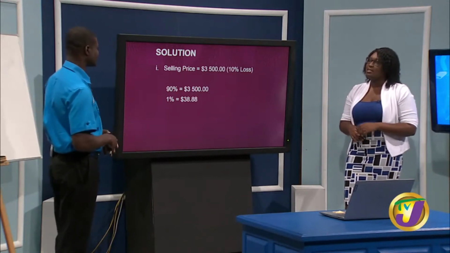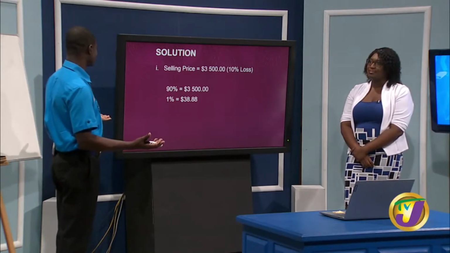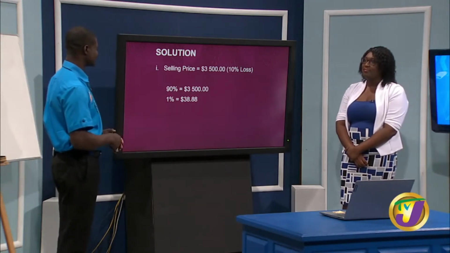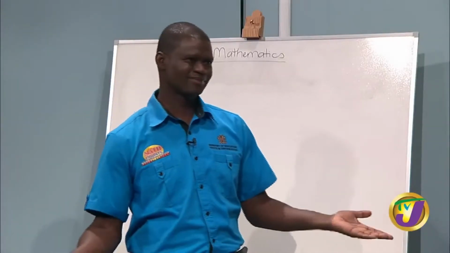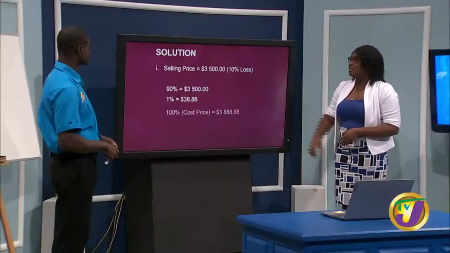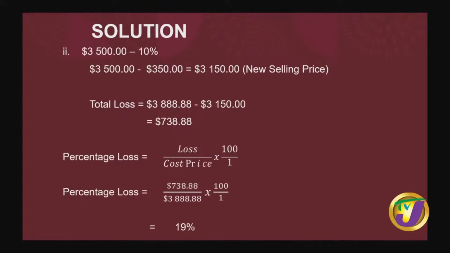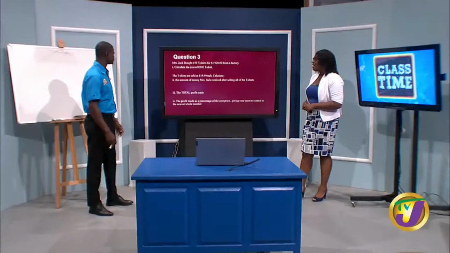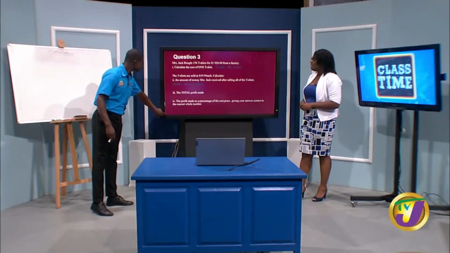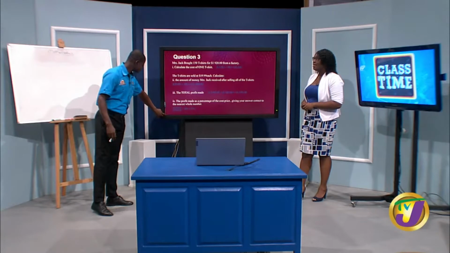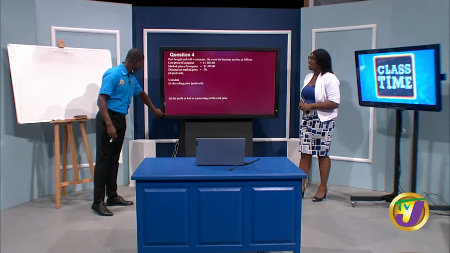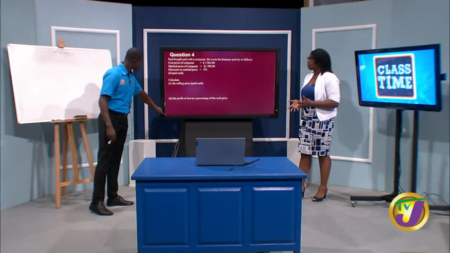So we know what 1% is. What is 100%? Well, it will just be $38.88 multiplied by 100. Just like that. So our cost price is actually $3,888.88. I jumped so fast. You want to go back? Yes, go back. Part two of the question asked us then to find the loss percentage. All right, so we're still going back.